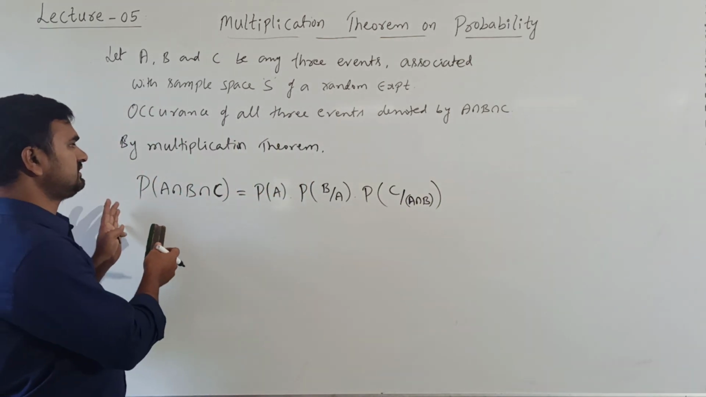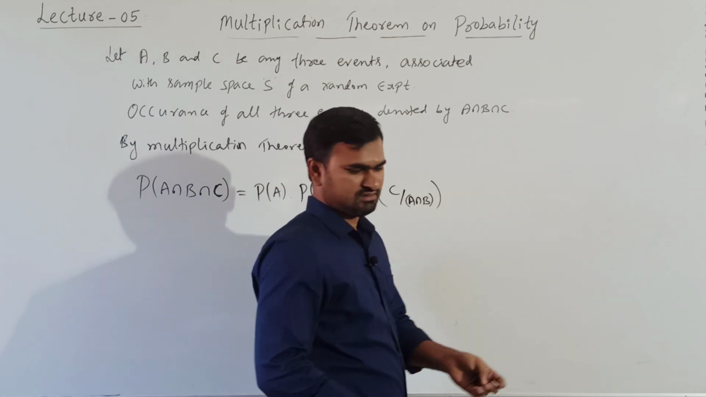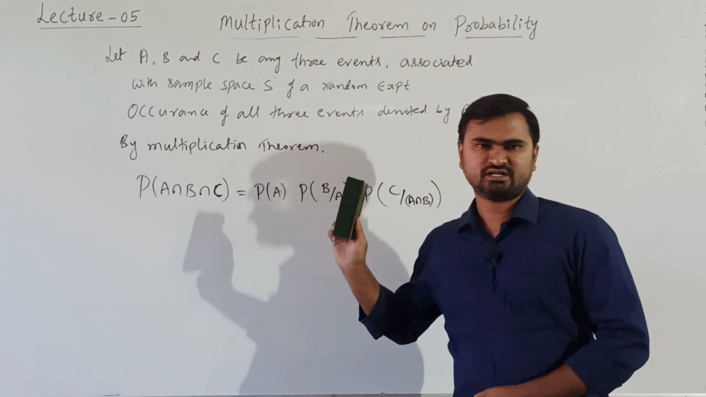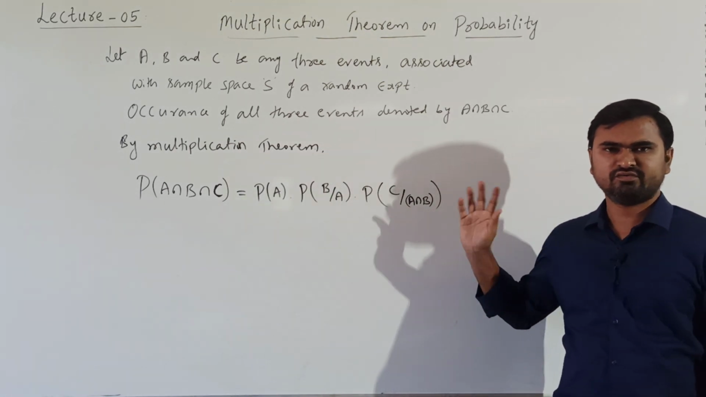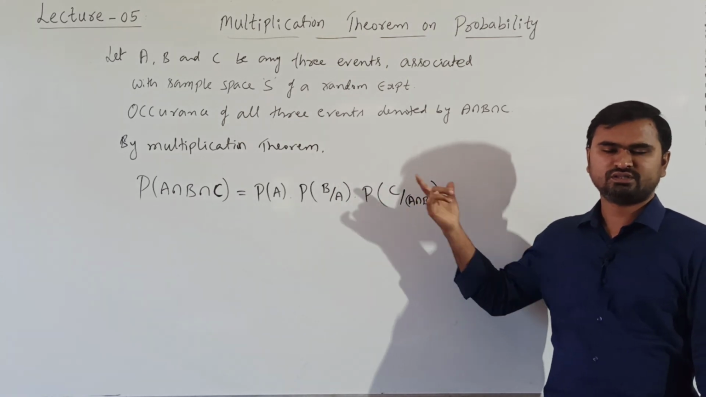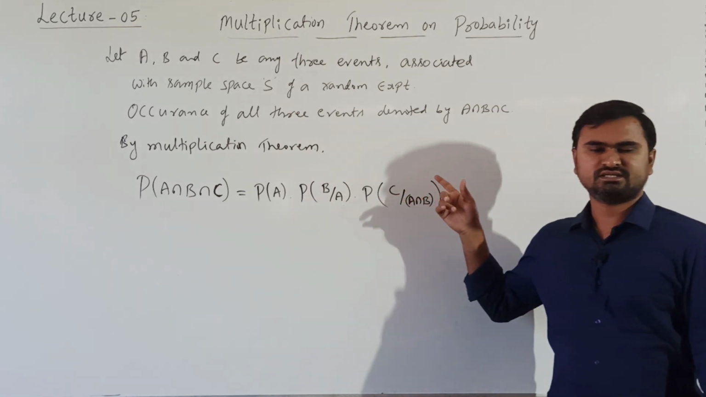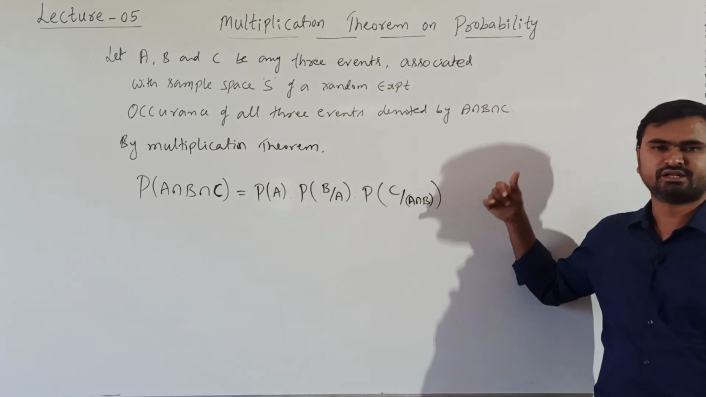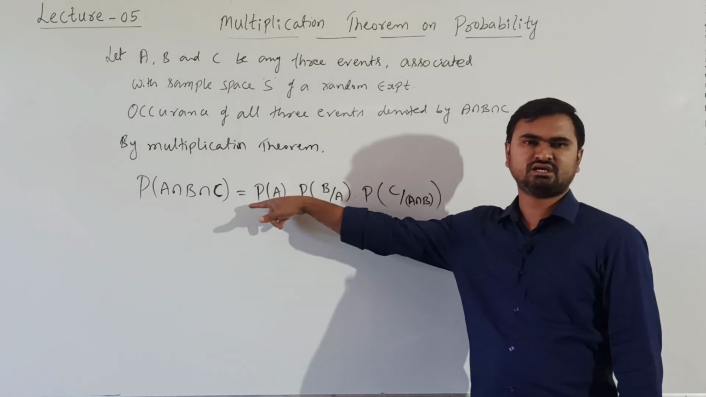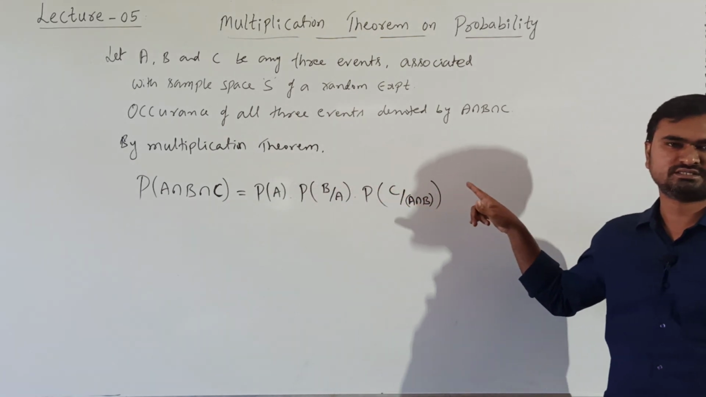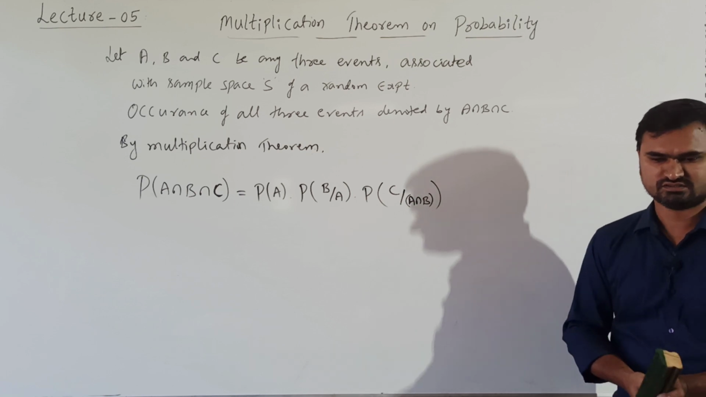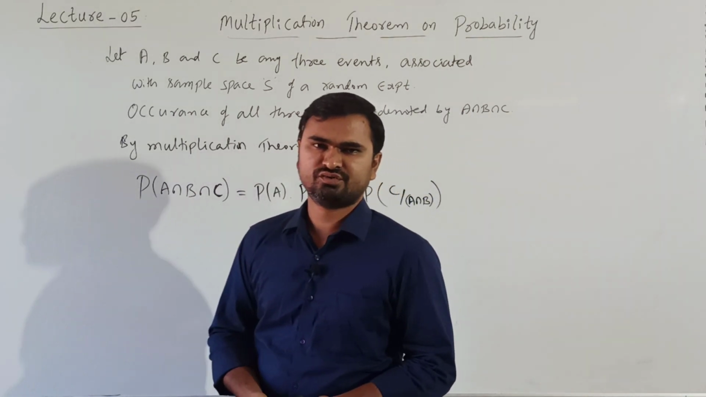If I am interested in finding the probability of occurrence of four events A, B, C, D, what do we do? First we write probability of occurrence of one event P of A, then the second event P of B given A, then the third event knowing that the first two have occurred, P of C given A intersection B, then the fourth event, how do we write it? P of D given that the first three have already occurred, A intersection B intersection C. The last term is P of D given A intersection B intersection C. So like this we can extend to any number of events.